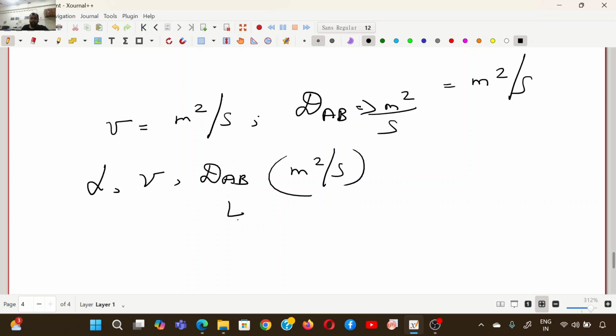Yeah, this DAB is the one in mass transfer. You must have come across this term. It's the binary diffusivity.